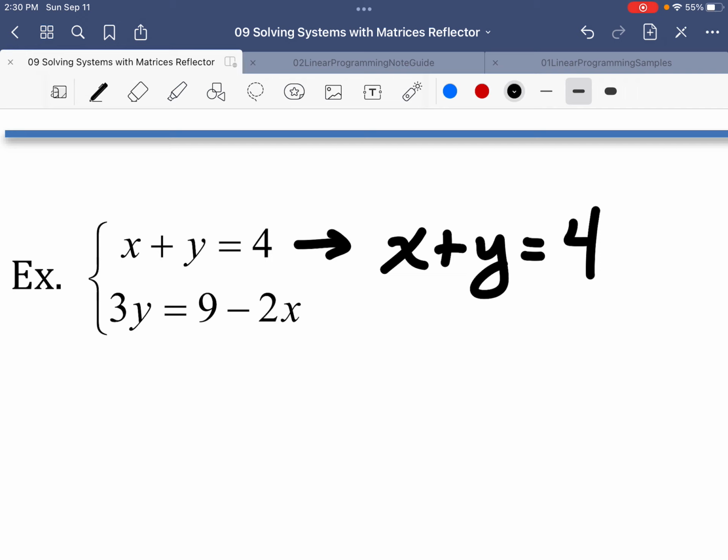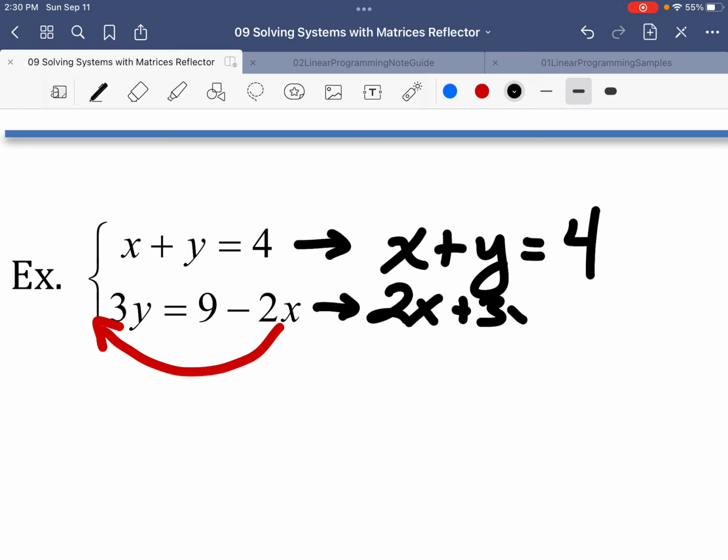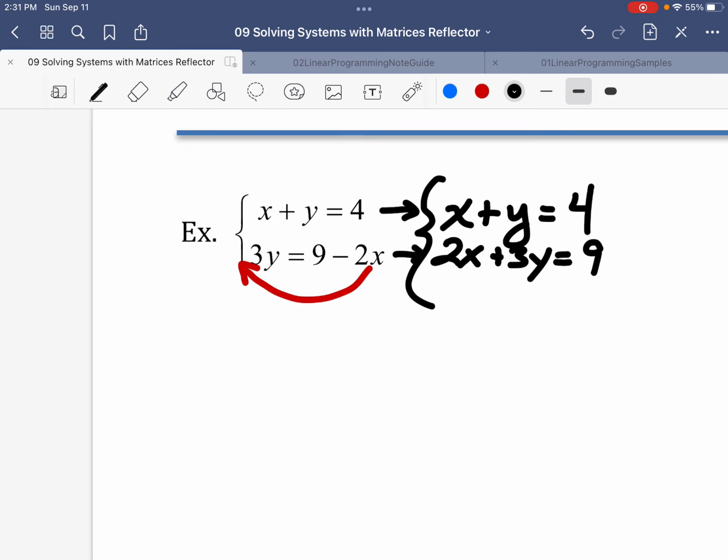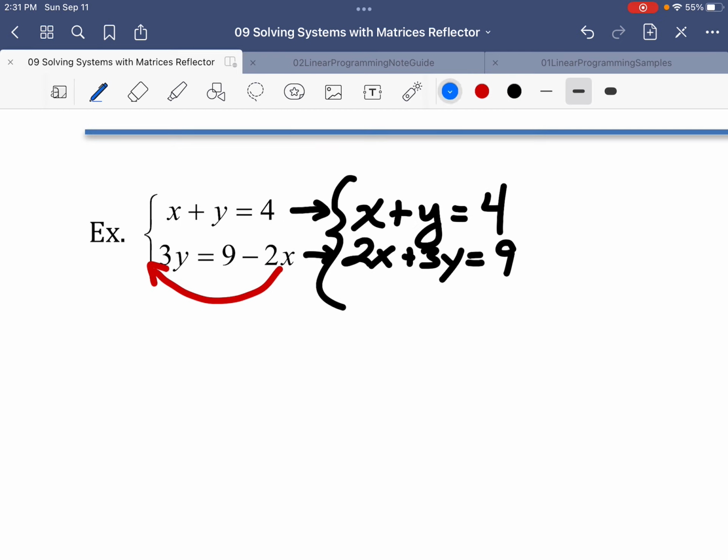Now, honestly, the first equation's already organized. It's x, it's y, all as well. But the second equation, you should feel like this -2x really should be added over here. And of course, when you add it over, it becomes a positive 2x. I still have 3y equals 9. Now it looks better. Now let's be honest, you should be able to solve this system without using matrices. But today we want to solve it using matrices.